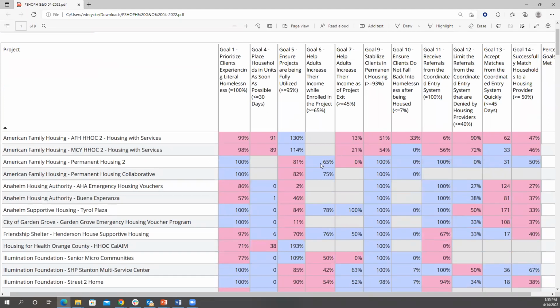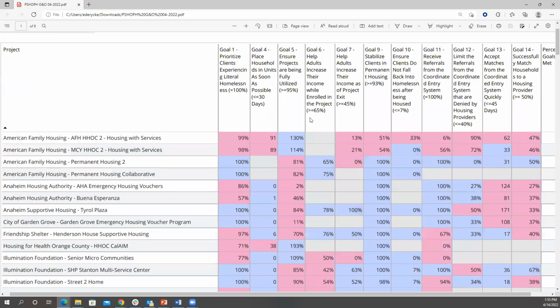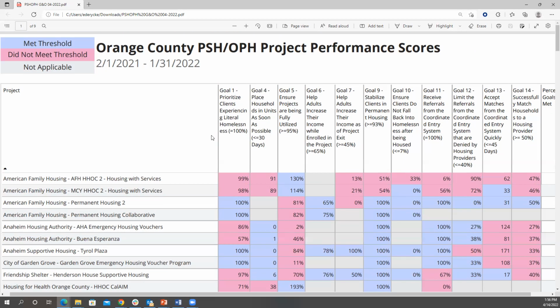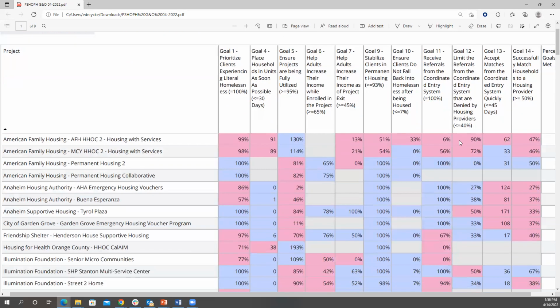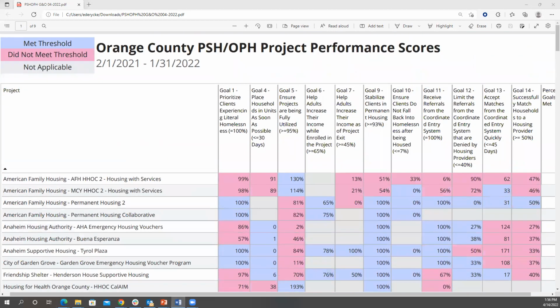So as usual, we have a project scores report, and then we have the goals and outcomes. The project scores report will list each project participating in HMIS, or if it's a DV project, they may also be included. And across the top are the different goals that we are looking at as part of this report. And then you can see how your projects are doing for each measure.